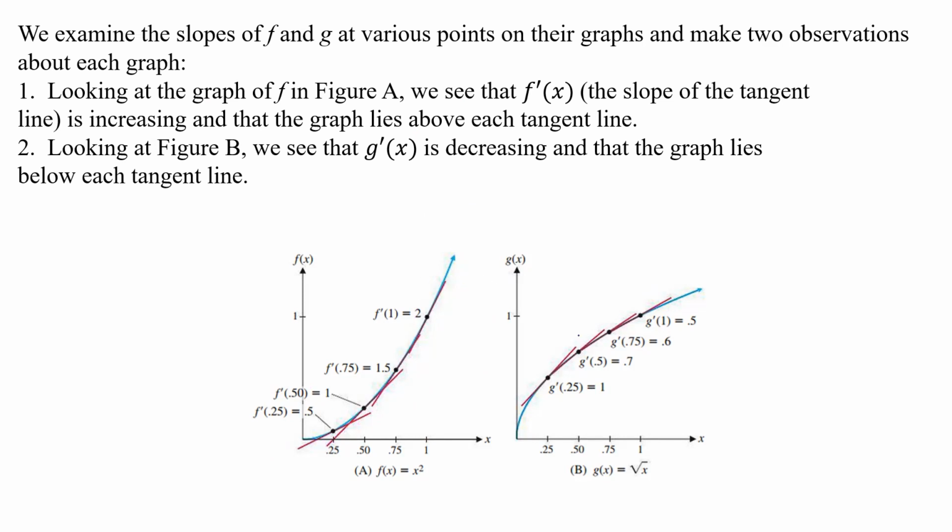Now on the other one, B, we see for g of x, the derivative is decreasing. If we start here, we have a pretty high slope. Then as we go further and further up, our slopes are getting smaller and smaller. We also notice our graph lies below the tangent line. This one is x squared, this one is the square root of x. That doesn't really matter as far as what the functions are, but we see how the slope behaves and where the graph lies in relation to the tangent line.